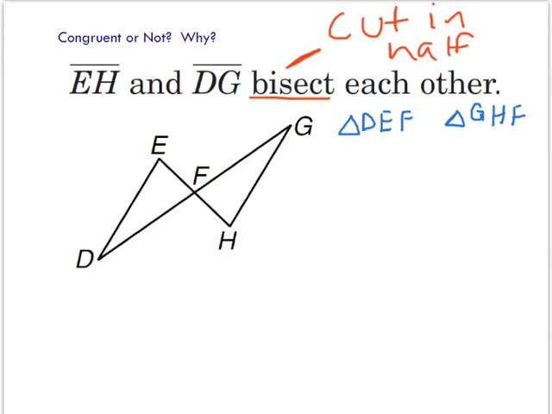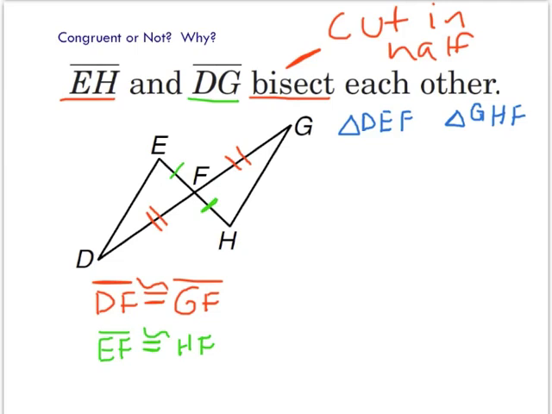I know EH is bisecting DG. So that means EH is doing the cutting and DG is being cut. In other words, DG is cut into two equal parts. And then also, since they bisect each other, DG bisects EH. In other words, EH is cut right in half. So I have two pairs of congruent segments that come from this fact.